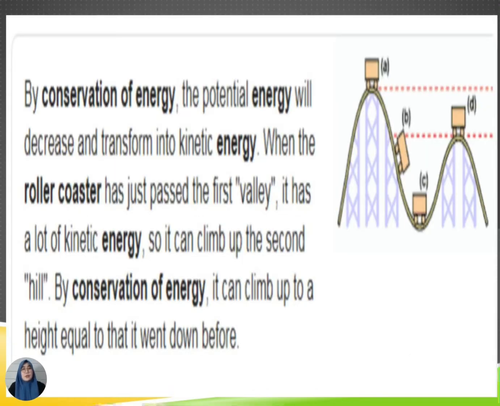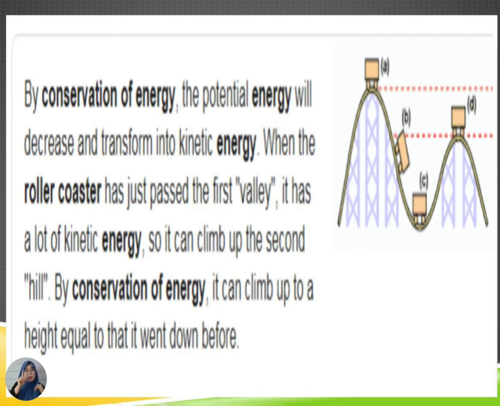So in conservation of energy, the potential energy will decrease and transform into kinetic energy. From this, you can see an example of the application of the principle of conservation of energy: the roller coaster. By conservation of energy, the potential energy will decrease and transform into kinetic energy.